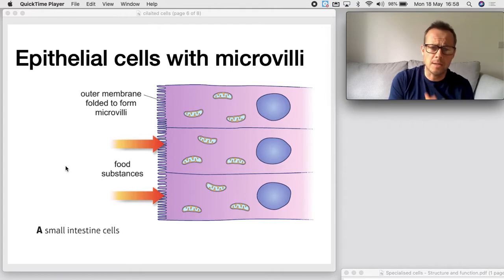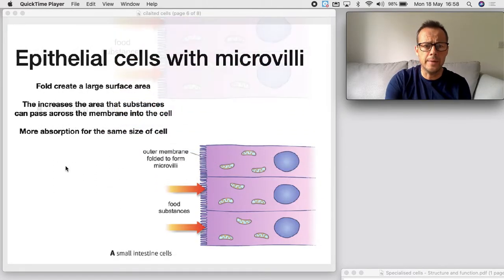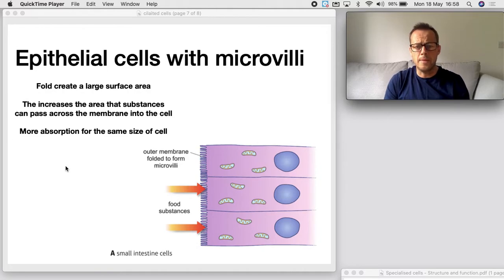A slightly different epithelial cell is an epithelial cell with microvilli. And if we have a look at these, the projections are smaller and they are not moving. So the function of these projections is to increase the surface area of a cell. Now, an increased surface area will mean that there is more area for substances to be absorbed into that cell.